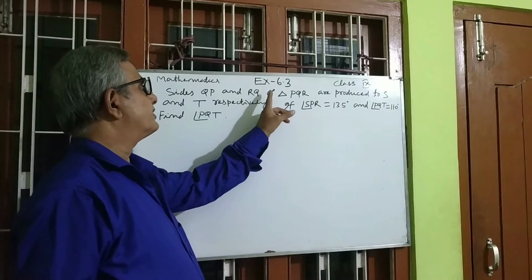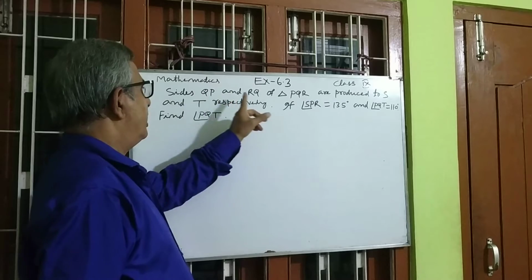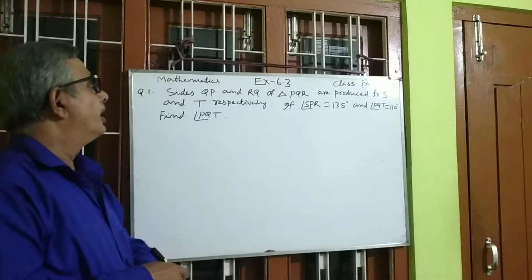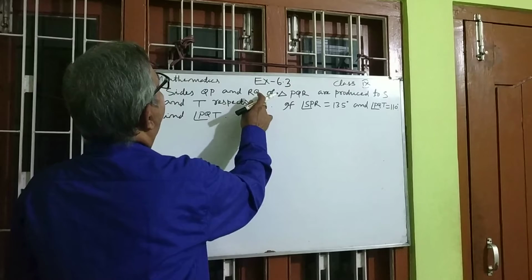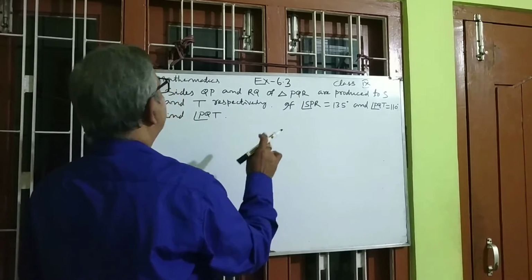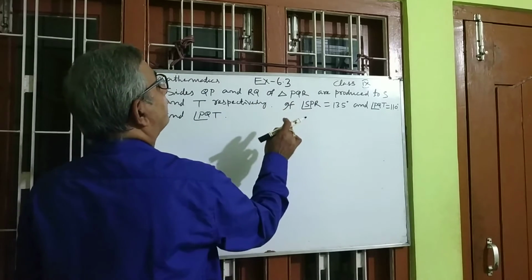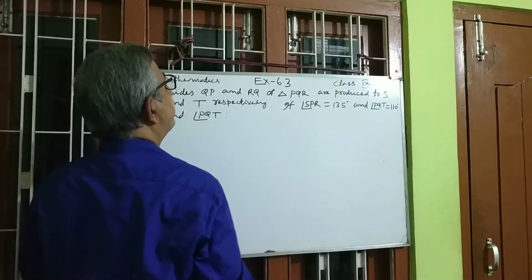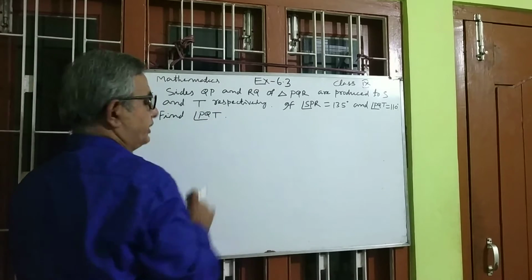This is exercise 6.3 for class 9 students from NCERT mathematics book. Here the question is given. Sides QP and RQ of triangle PQR are produced to S and T respectively. If angle SPR is equal to 135 degrees and angle PQT is equal to 110 degrees, find angle PQR.